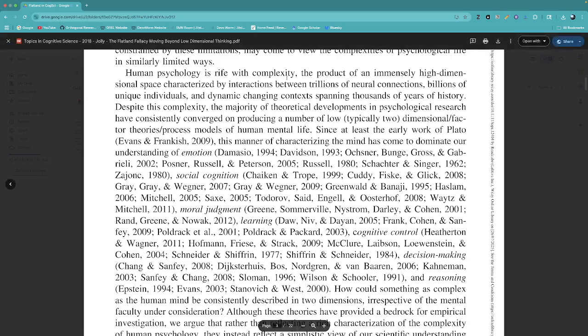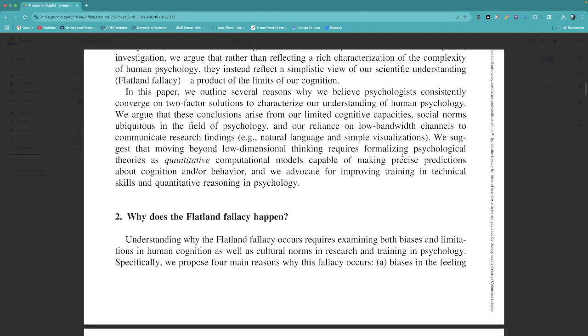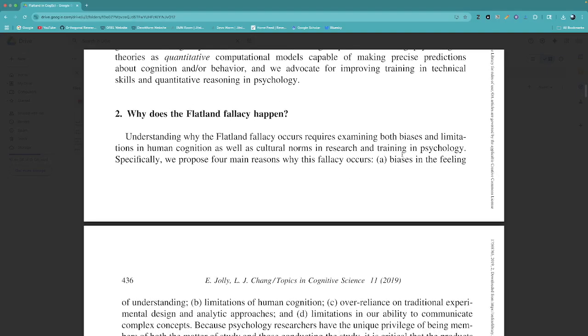Human psychology is rife with complexity. We're dealing with the brain, we're dealing with behavior. And why does the Flatland fallacy happen? It's because it's a bias and a limitation of human cognition. So we have four main reasons why this fallacy occurs.